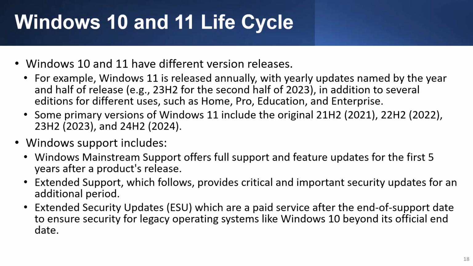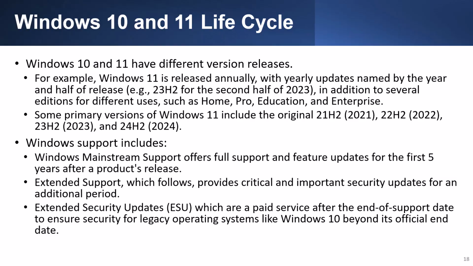Windows 10 and 11 have different version releases. For example, Windows 11 is released annually with yearly updates named by the year and half of the release, such as 23H2 for the second half of 2023, in addition to several editions for different uses such as Home, Pro, Education, and Enterprise. Some primary versions of Windows 11 include the original 21H2, which was released in 2021, 22H2, 23H2, and 24H2, which was released in 2024.